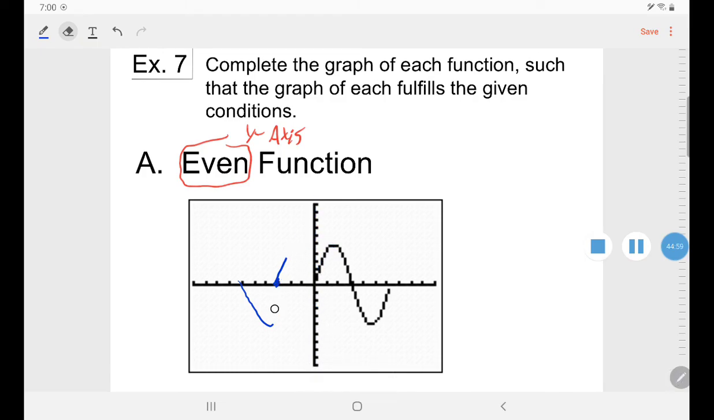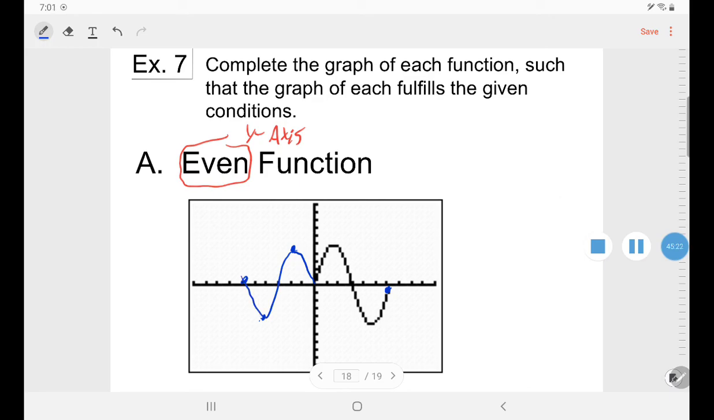Let me draw it again without the axis here. So basically, this point's reflected here. This point's reflected like here. This point is reflected like here. So it goes something like that.